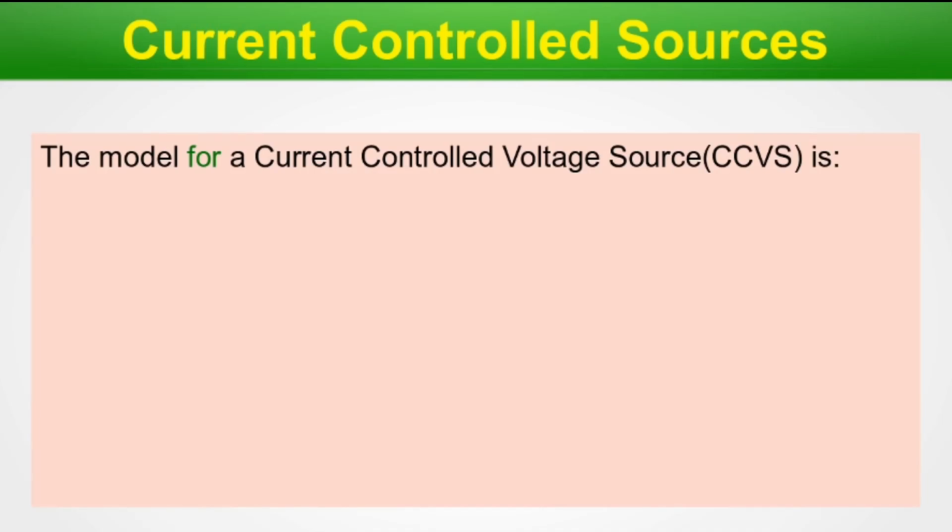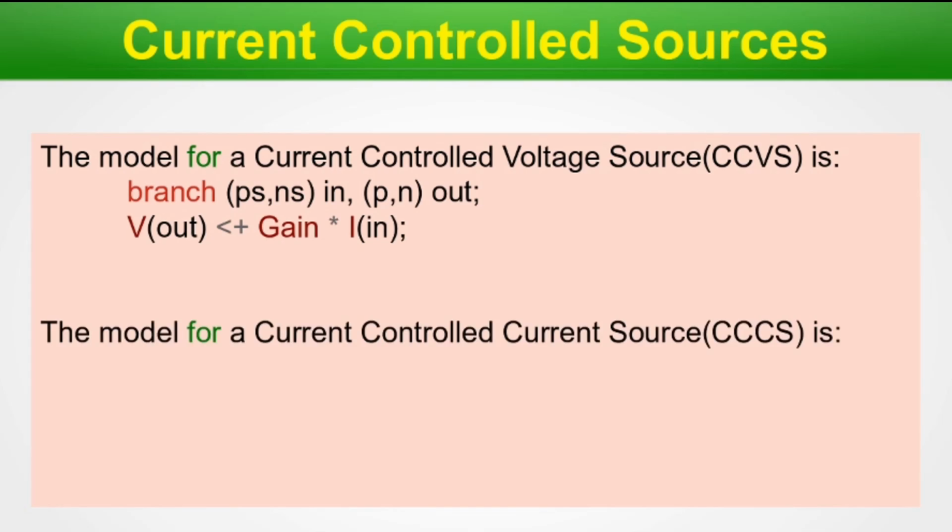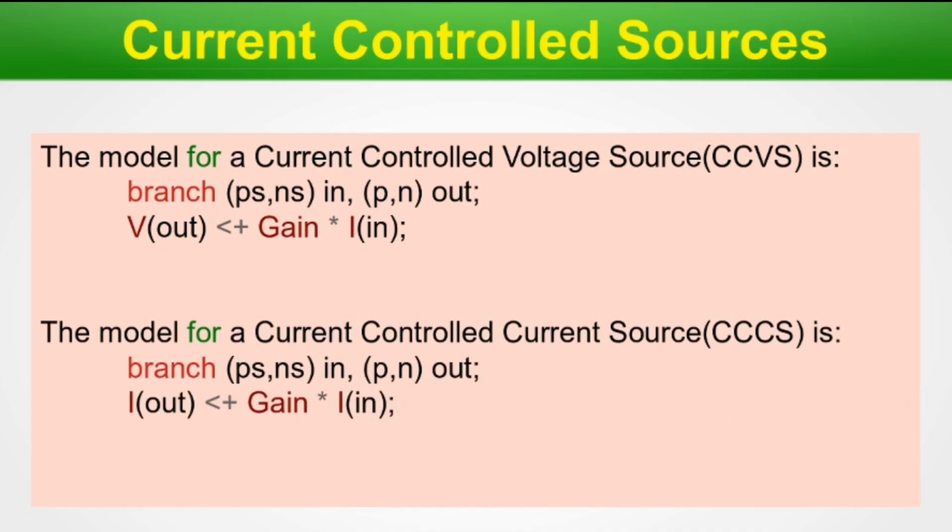Now let's look into the current controlled sources. The model for a current controlled voltage source is, first we define the 2 branches in and out, and we write the contribution equation as V out is a contribution of gain into I in. Now look into the current controlled current source. First define the branches in and out, both branches, and here I out is the contribution of gain into the input current.